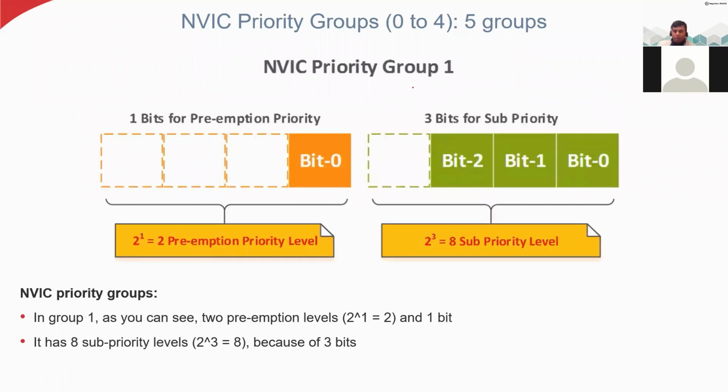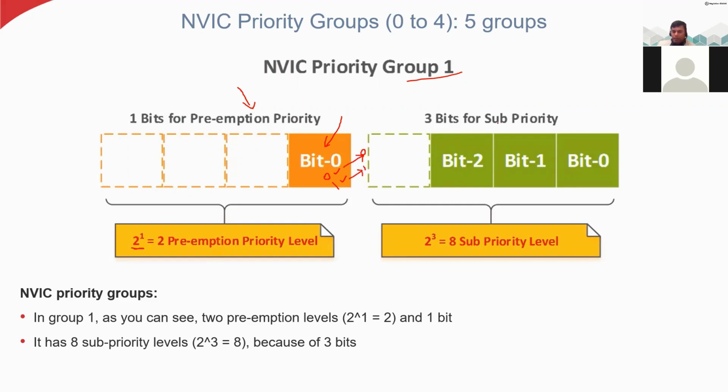So now next one is group 1. Group 1, what is the preemption? Preemption has 1 bit, only 1 bit, that is the bit 0. So now we can calculate the number of levels. The number of levels is equal to 2 to the power 1 is equal to 2. So it has 2 preemption priority levels. It means it can be either bit 0 or bit 1. So only 2 levels are possible. This 0 is indicating level 0, and then the 1 is indicating level 1.